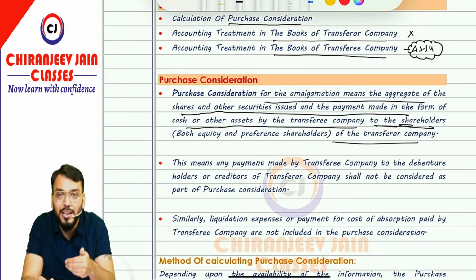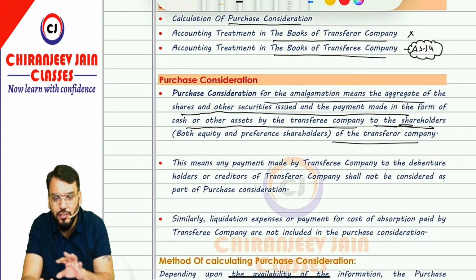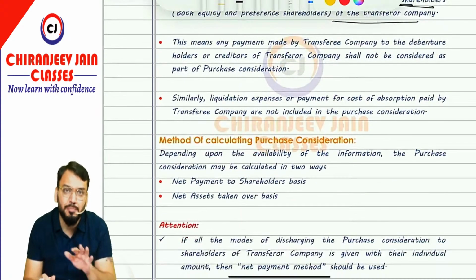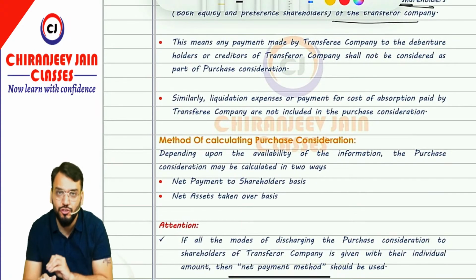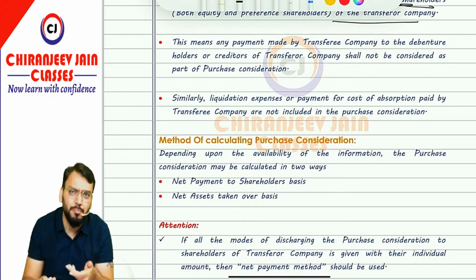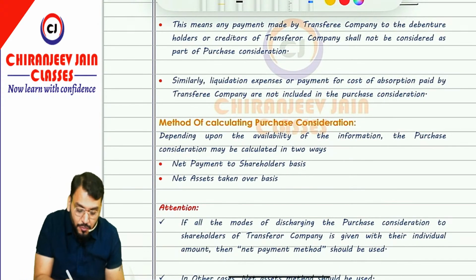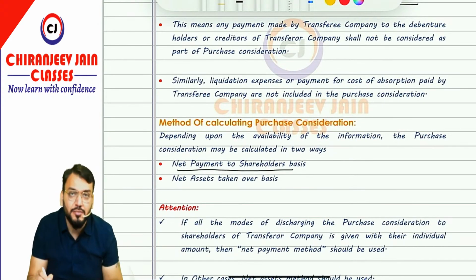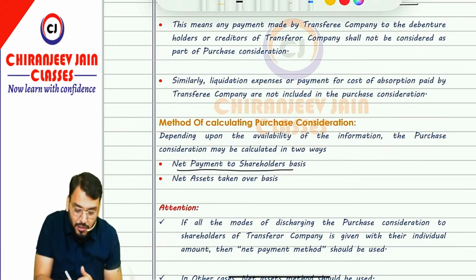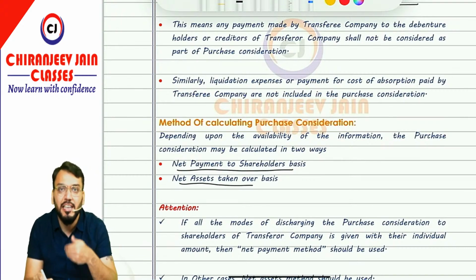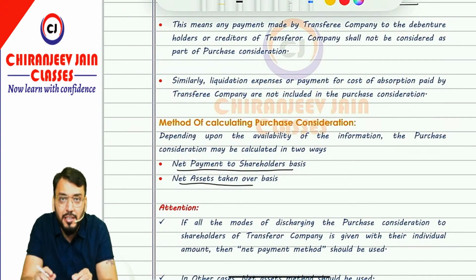Now of course, how to calculate PC? For calculation of PC, there are two methods prescribed as per the information given in the question. There are two methods from examination point of view. One is known as net payment to shareholders, means net payment method. One is known as net asset taken over basis, means net asset method. We popularly call them net payment method and net asset method.